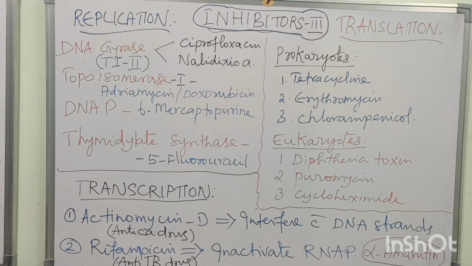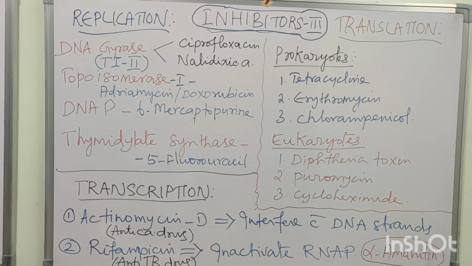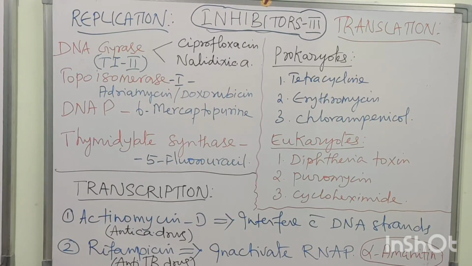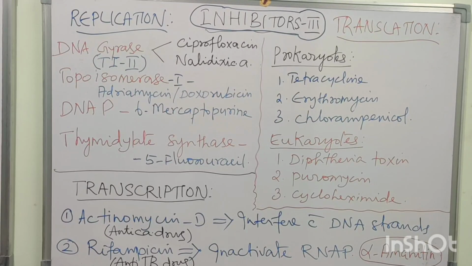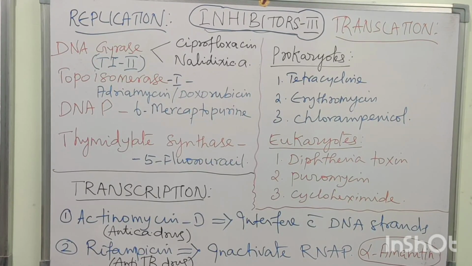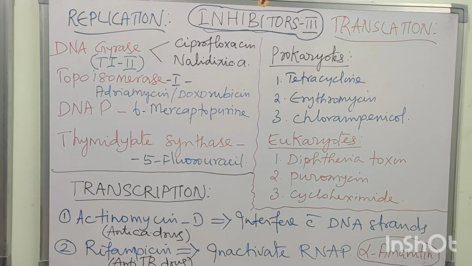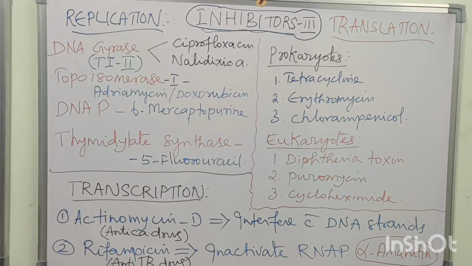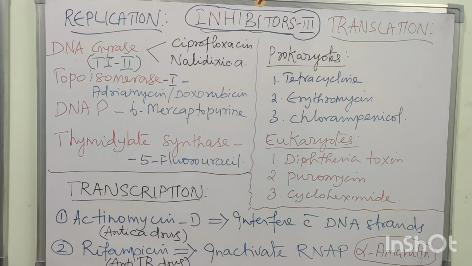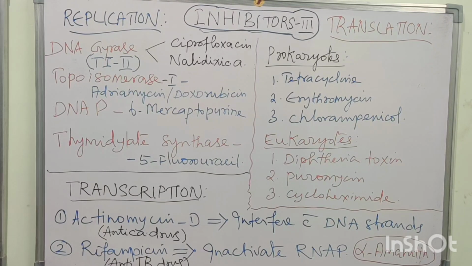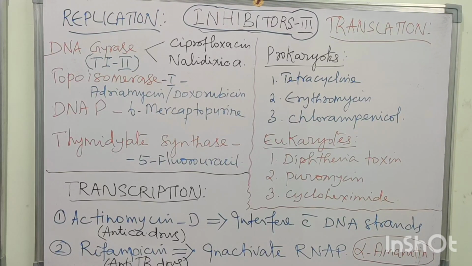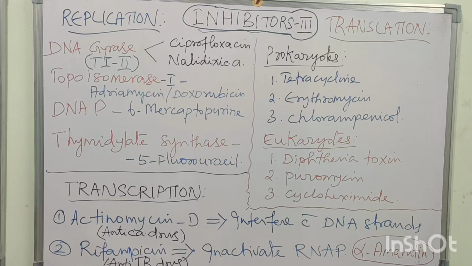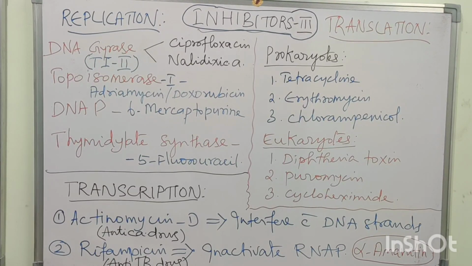Well, coming to inhibitors, we have three important topics in molecular biology: replication, transcription, and translation. For all three reactions, we have inhibitors, right? The first one is replication. Here the targets are DNA gyrase, that is topoisomerase 2, topoisomerase 1, DNA polymerase, and thymidylate synthase. These are all the enzymes involved in replication.